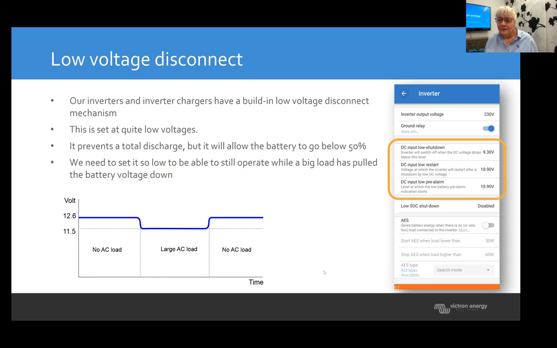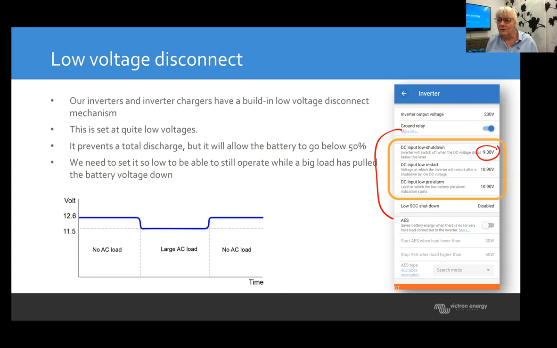And again, this is a screenshot from one of our inverters, we set our low voltage shutdown at 9.3 volts, which is really, really low. It's actually much lower than what you really want your battery to go. If you go to 9.3 volts, you already do a little bit of damage to your battery. So it's important not to just rely on that low voltage.